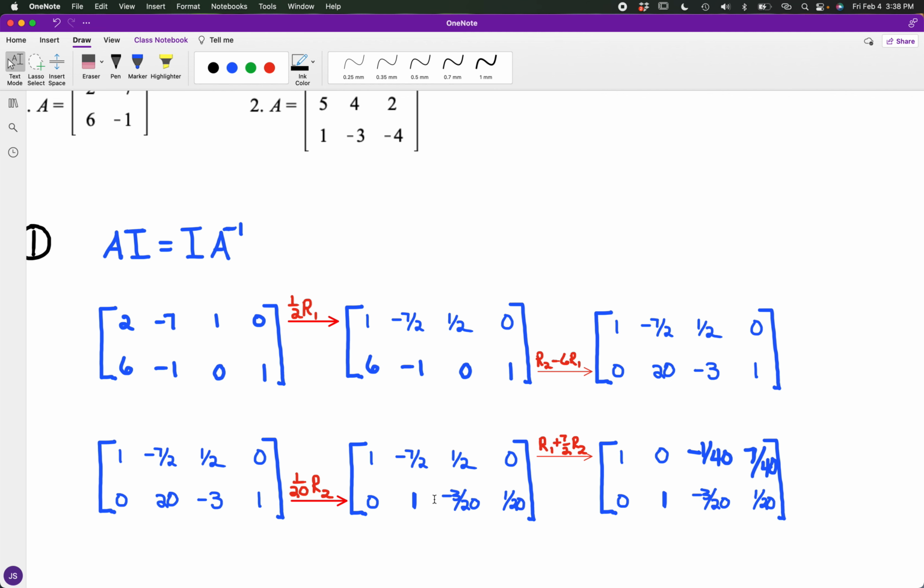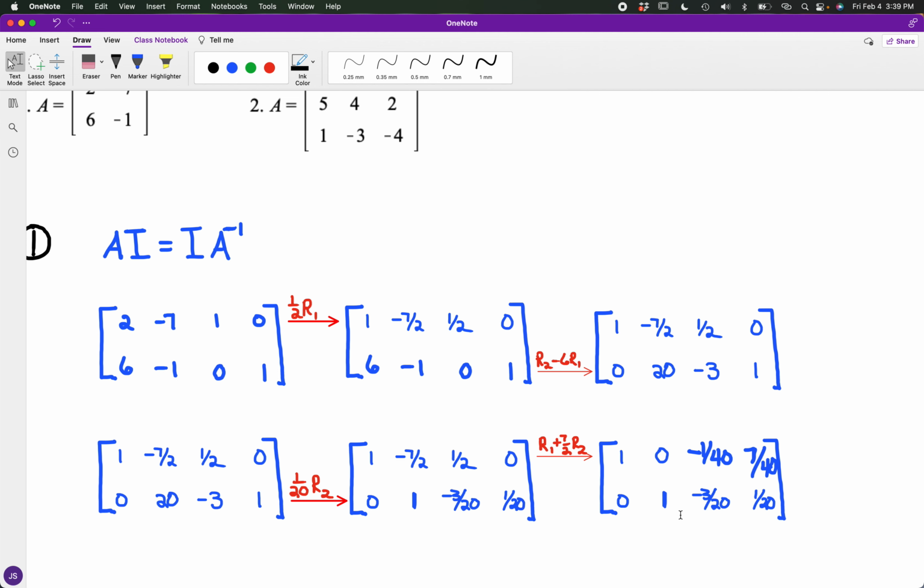So I got 1 and 0 for the first column. For the second column, I want to change the negative 7 halves to 0. Doing so, and preserving the 1 at the bottom of the second column, I can just take the first row and add to it 7 halves of the second row elements. So for the first row, we have 1, 0, negative 1/40th, and 7/40ths. And the bottom row has 0, 1, negative 3/20ths, and 1/20th.